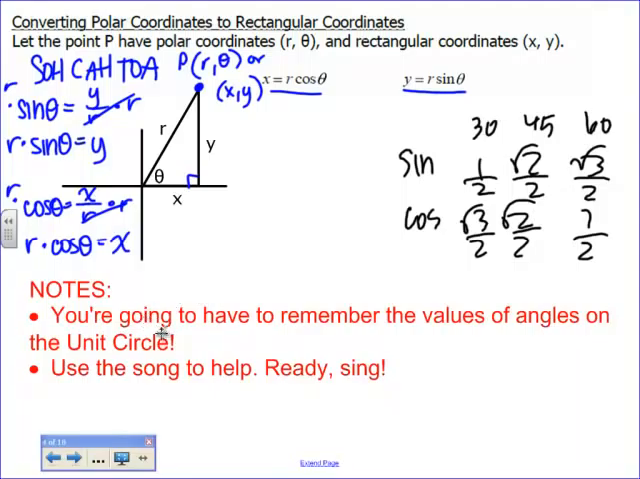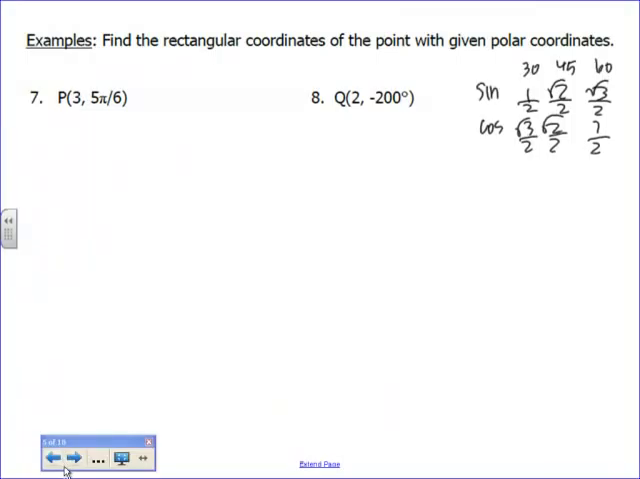Along with the song, you're going to have to think about ASTC. That's the last thing you're going to have to think about. And remember, that tells you what's positive in each quadrant, ASTC. Think about that as well. Okay, so the next examples are finding the rectangular coordinates of the point with the given polar coordinates. So we're going to use our little formulas.